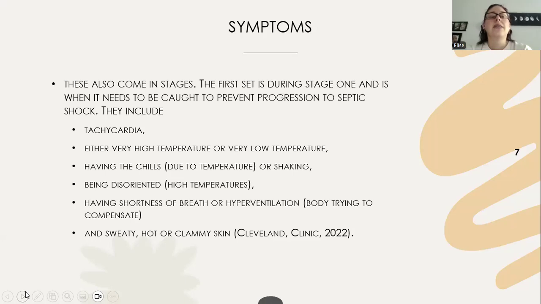Symptoms. These also come in stages. The first set is during stage 1 and is when it needs to be caught to prevent progression to septic shock. They include tachycardia, either a very high temperature or very low temperature, having the chills due to temperature, or shaking, being disoriented due to high temperatures, having shortness of breath or hyperventilation, the body is trying to compensate, and sweaty, hot, or clammy skin. Cleveland Clinic 2022.